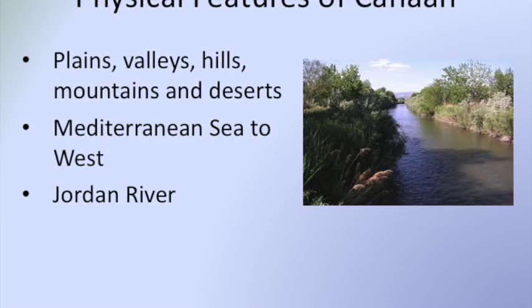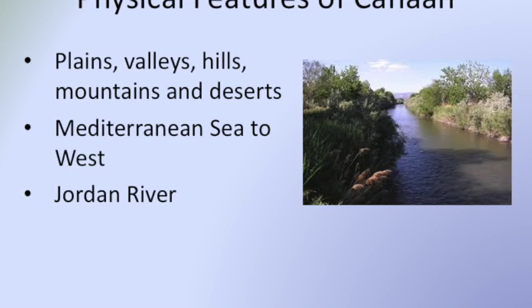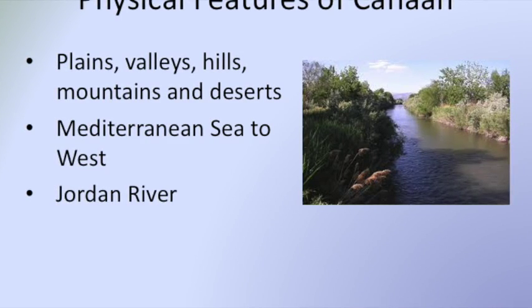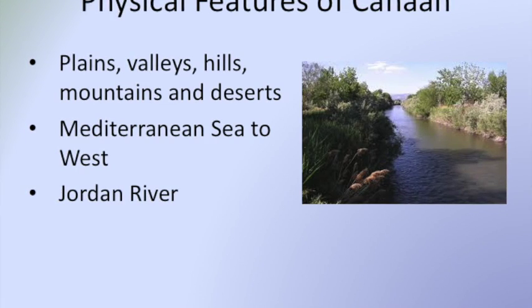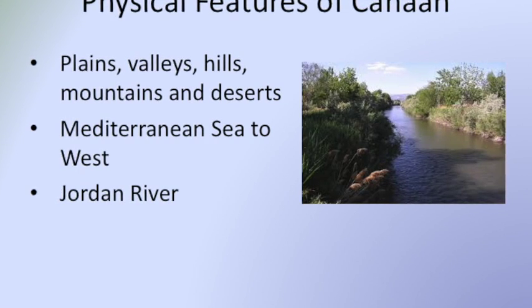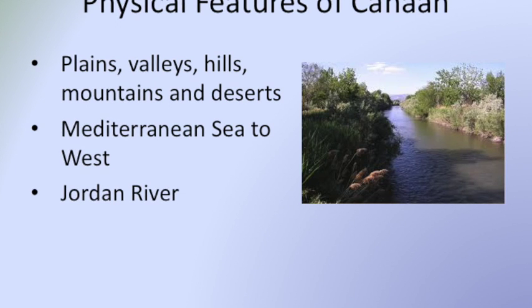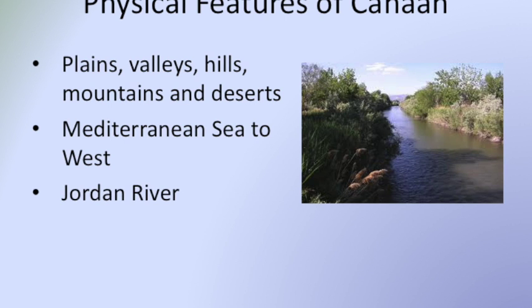The land around the narrow river valley included hills, grassy slopes, and mountains. To the east was the hot, dry Syrian desert. In southwestern Canaan was the Negev Desert. Rain soaked this area during the winter months, giving the Negev more water than most deserts.